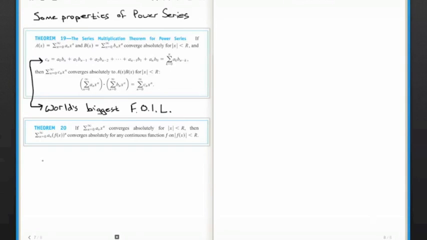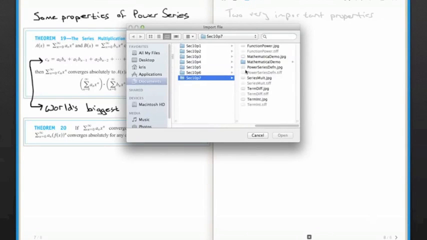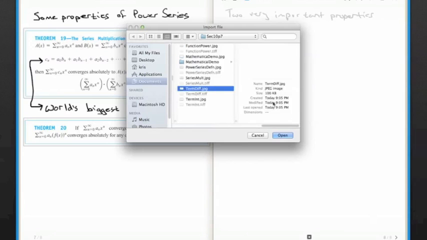Now we've got 2 more really important properties. I'll write that up here because it's so important it starts a new page again. Two very important properties. All right, number 1. Here it comes. 10.7. This is differentiation.